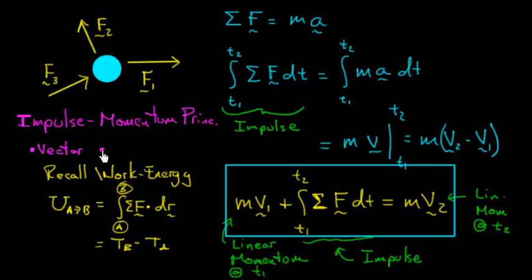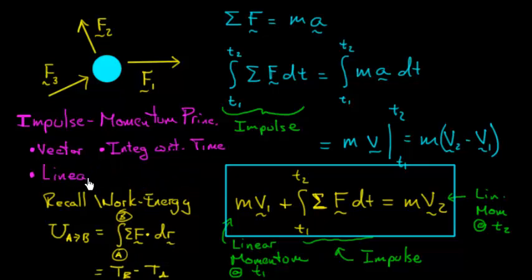Also, in the impulse momentum principle, we're integrating over time. Again, very different from work energy, where the work is an integral over space. And finally, I'll observe that this impulse produces a linear change in velocity. What I mean by that is velocity appears in here linearly. We don't see v squared. Whereas in the work energy principle, the kinetic energy is a speed squared, right?